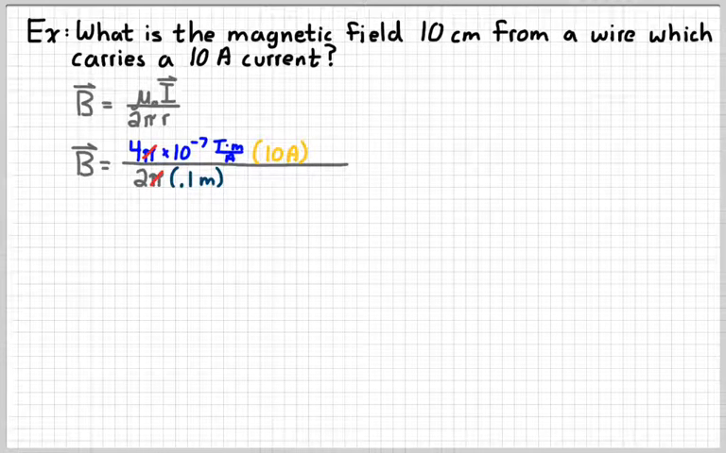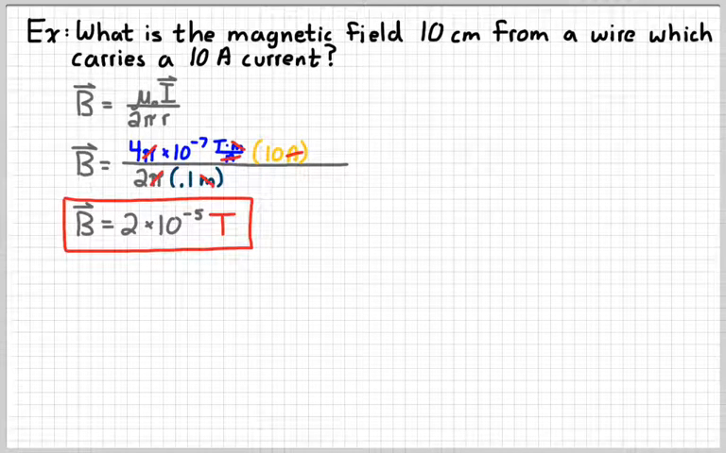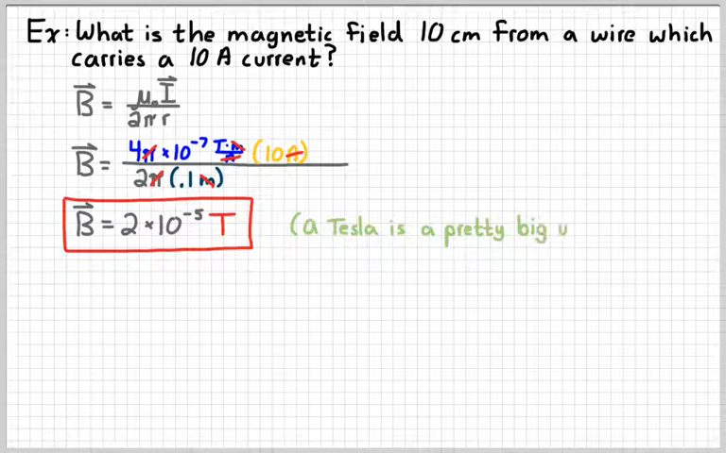Notice that the pi's cancel out. That's why we write mu naught in terms of pi. It's going to cancel out with that pi. And we would get something like 2 times 10 to the 5th. And then notice that the amperes and the meters cancel out, leaving us with just Tesla. And so we get something like 2 times 10 to the negative 5th Tesla. A Tesla is a pretty big unit for a magnetic field. The vast majority of the magnetic fields that we'll be dealing with won't be any bigger than that. So 2 times 10 to the negative 5th Tesla is a pretty typical size magnetic field for us.